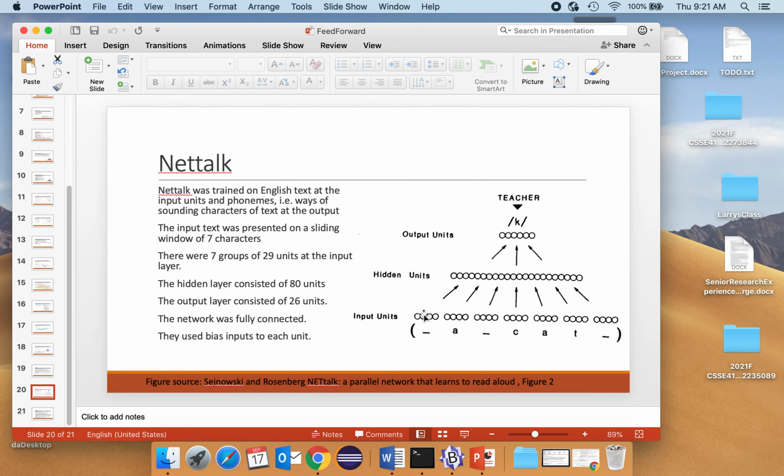Each of these 7 groups had 29 units. I suspect it has to do with the number of characters, and then we have space and full stop and those sorts of things. The hidden layer consisted of 80 units, and the output layer consisted of 26 units, corresponding to 26 phonemes. The network was fully connected. They also used bias inputs for each of the units, again, to adjust the threshold one way or other.